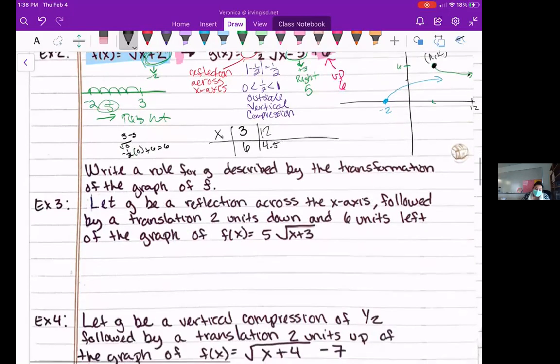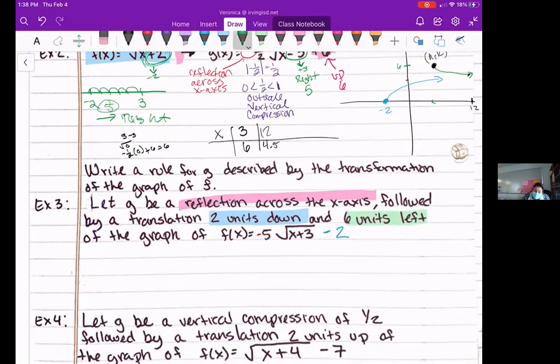Okay, so let g be a reflection across the x-axis. So I already know what that looks like. That means I'm going to have a negative out here in the front. So that's step number 1. Then translation 2 units down. So if I'm going to go 2 units down, that means I have to have a minus 2. And then we have 6 units left.